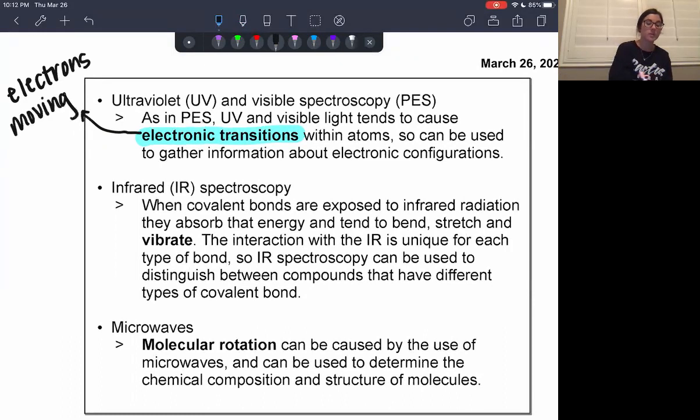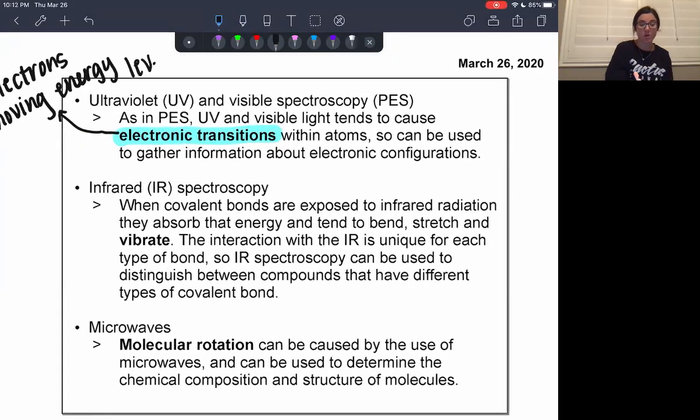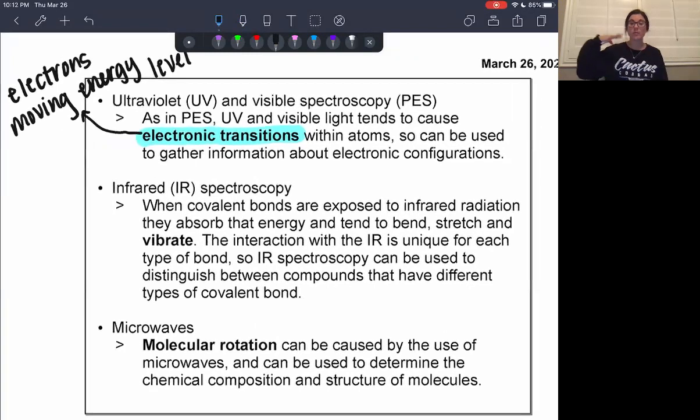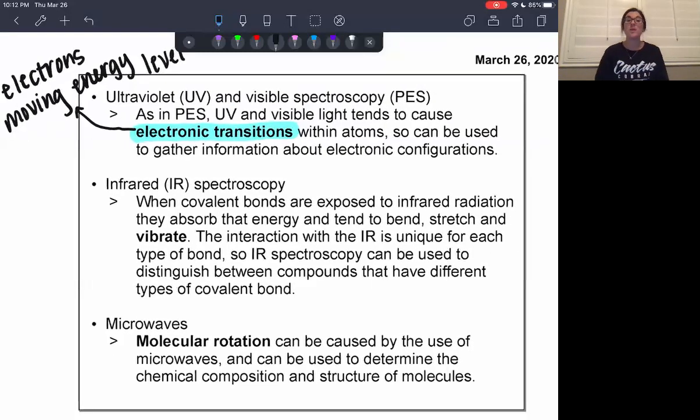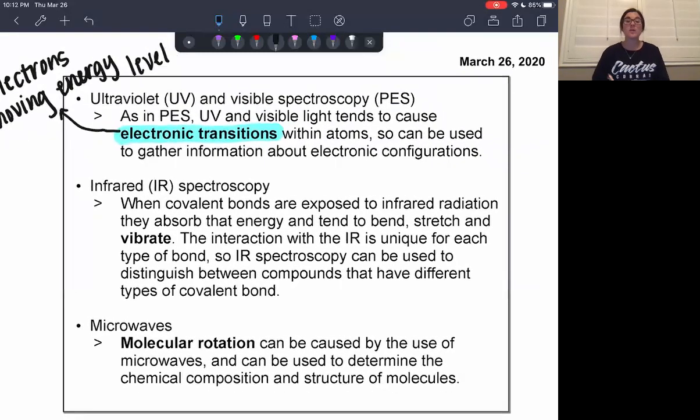So either jumping to a higher level or falling to a lower level. This is where we would draw our Bohr diagrams, and we would draw photons going into the electron, and it would jump to a higher level, or it would fall to a lower level and it would release a photon. But these electronic transitions are really just referring to electron movement within the atom. So it can be used to gather information about electron configurations.